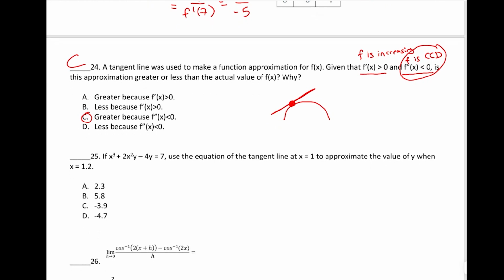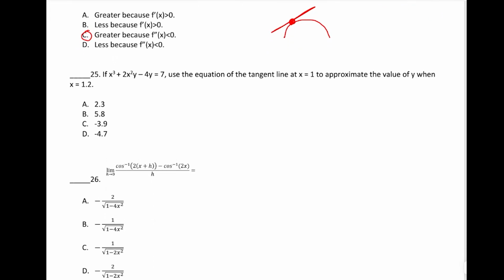Number 25, we've got an equation with x and y. It says use the equation of the tangent line at x equals 1 to approximate the value of y when x is 1.2. So another tangent line approximation problem. So we need to come up with that tangent line. We need the point of tangency, and that point is going to be 1 comma something, although we'll have to find the something at this time. The slope will be the slope at the point of tangency, so we'll have to find y prime. Then we're going to write our equation in point slope form. And then finally, we're going to plug in 1.2 into x.